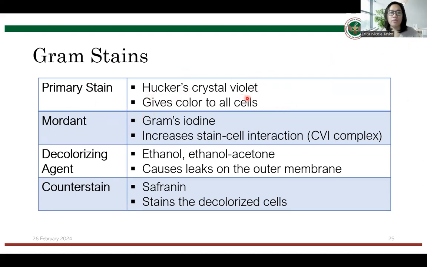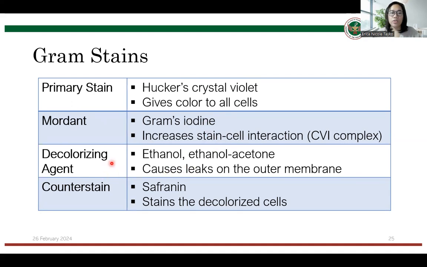So before, when you didn't place your gram's iodine yet, so crystal violet mo na, so it would appear violet. But when you try to place gram iodine now, so mag-increase pa yung interaction ng stain doon sa cell by forming your crystal violet iodine complex. So that's the purpose of your mordant. It increases the interaction of the stain to the cell.